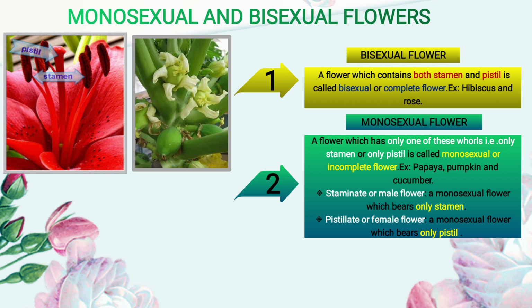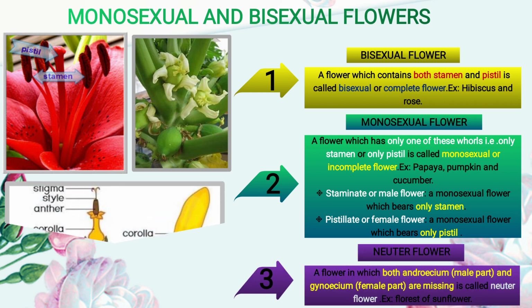Cucumber is also there. In that also two types are there: staminate or male flower. The plant bearing flowers which contain only stamen, that flower will be called staminate or male flower. And pistillate, from the name itself it is pistil. Pistil is present, meaning that is a pistillate flower or the female flower.